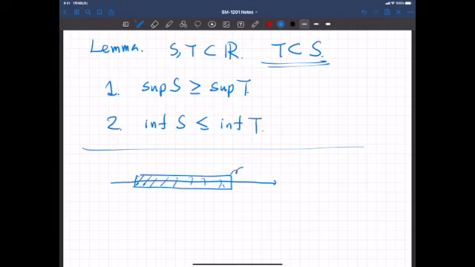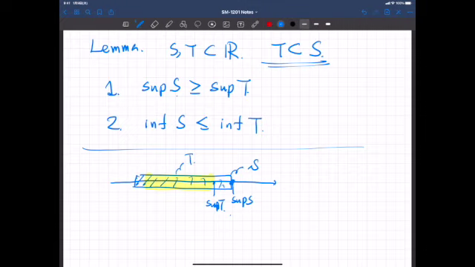So this is S. And T is a subset of S. So that means T is included in S. So this is T. Okay, so this colored part is T. So the supremum of S is somewhere here. Okay, and the supremum of T is somewhere here. So the supremum of S is greater than or equal to supremum of T, right?